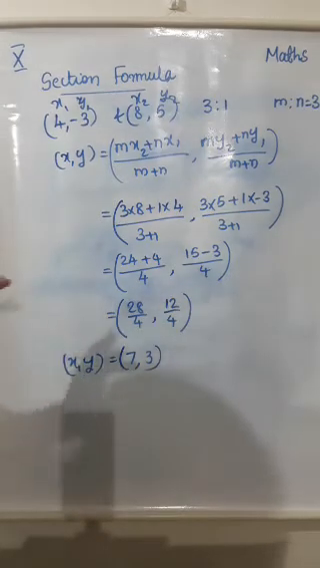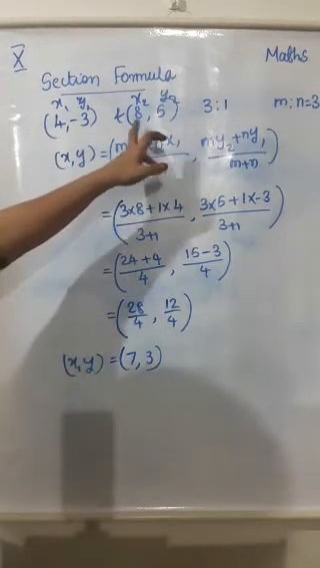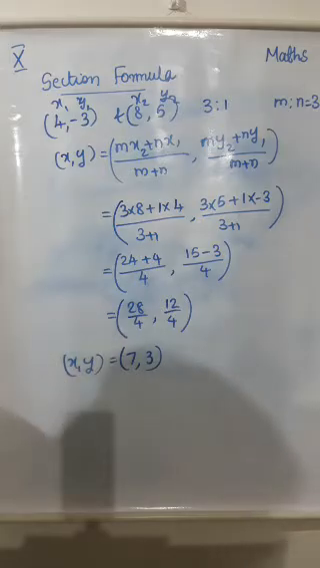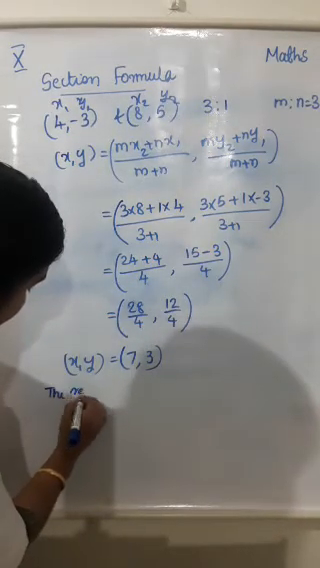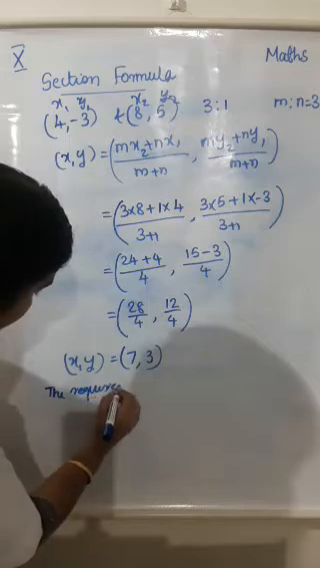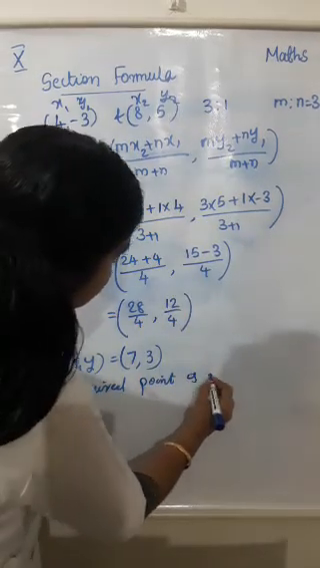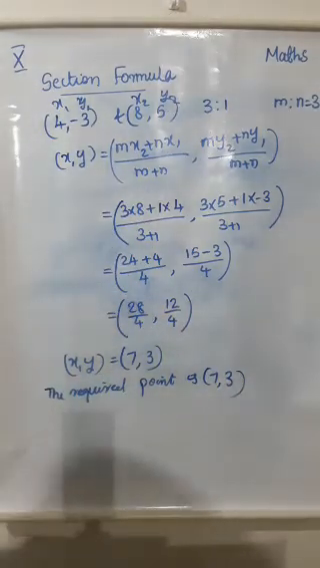The point dividing the line segment joining the points (4, -3) and (8, 5) in the ratio 3:1 is the required point, (7, 3). Simple, isn't it?